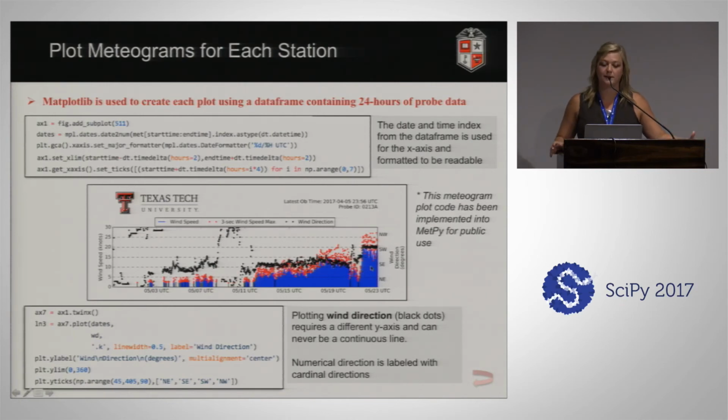We needed a different y-axis, but this meteogram plot code is currently being implemented into MetPy. We have an example up right now, and it's still being worked on. But hopefully this 5-panel plot meteogram code will be able to plot whatever data you want from whatever source you want. And so if you're interested in that, it will be implemented into MetPy rather soon.